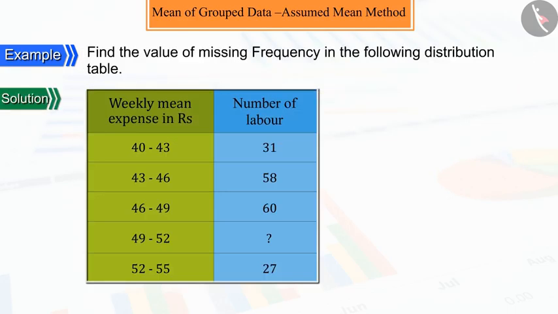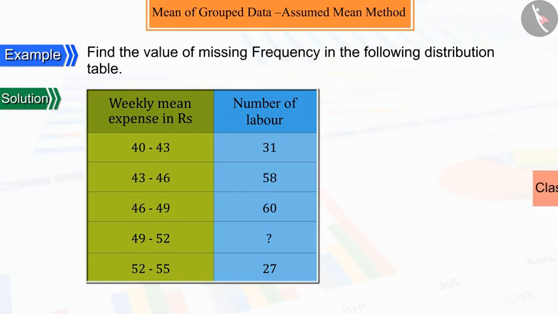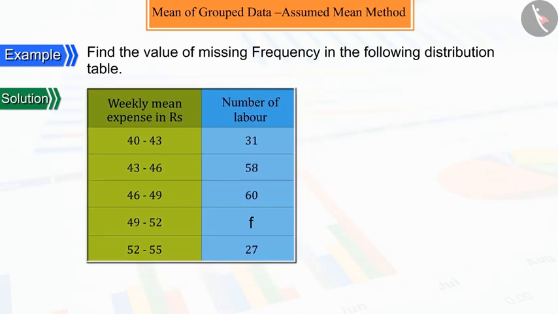The given distribution table is a system of grouped data, where the width of the class interval is 3. Let f be the missing frequency whose value we have to find out. For this, we have to find the mean of this distribution. From the table, we can see that to find the mean, we will need the midpoints of these class intervals, for which we will use the class mark or midpoint formula.